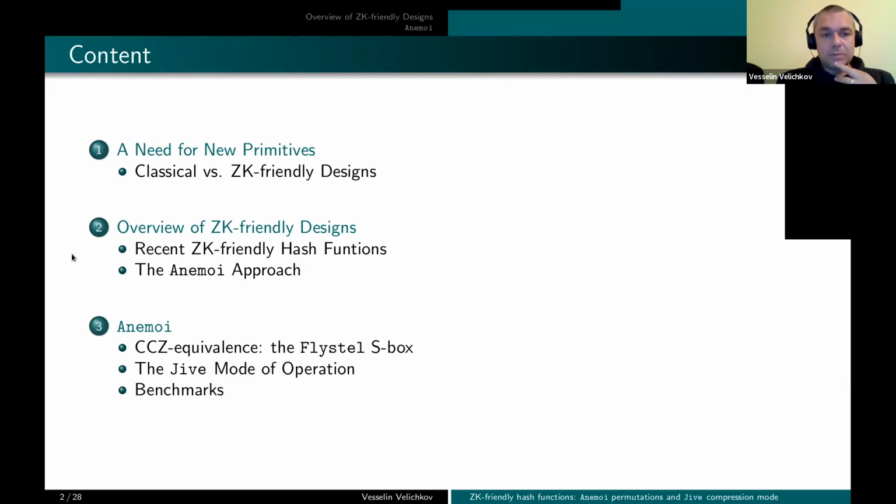And then in the second bullet point, I will highlight some existing zero-knowledge friendly designs. And at the end of the second part, I will give a taste of Anemoi, like our approach to Anemoi. And then the third part is wholly dedicated to Anemoi, where I go into more details of the actual design, the components, the design decisions, and it's also probably the most technical part. So I expect we won't have time for the third part, or I may at least just give you a taste of it, but probably not cover everything.